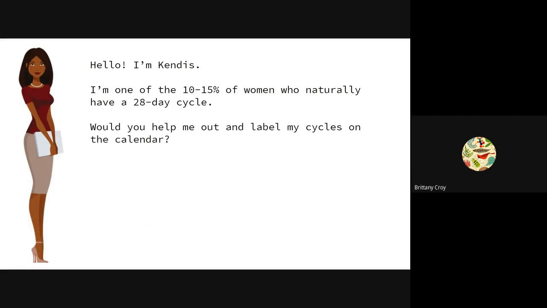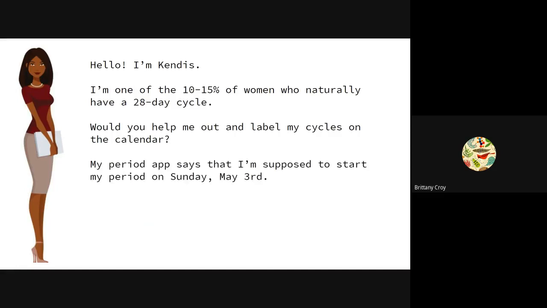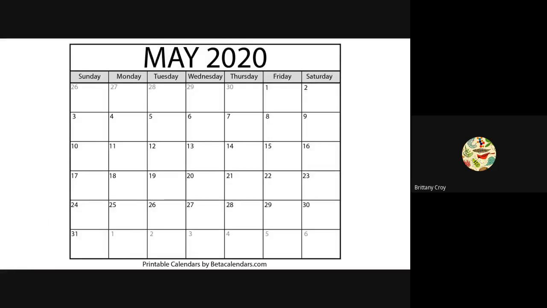Little practice problem. Hopefully make some sense. So this is Candace, and she is one of the 10 to 50% of women who naturally have a 28-day cycle. It's fairly rare to actually have a 28-day cycle. And she needs help being able to label her cycles on the calendar. Her period app says that she's supposed to start her period on Sunday, May 3rd, and her periods normally last for 5 days. So take a minute, pause the video, and try to map out the ovarian and the uterine cycles on here.